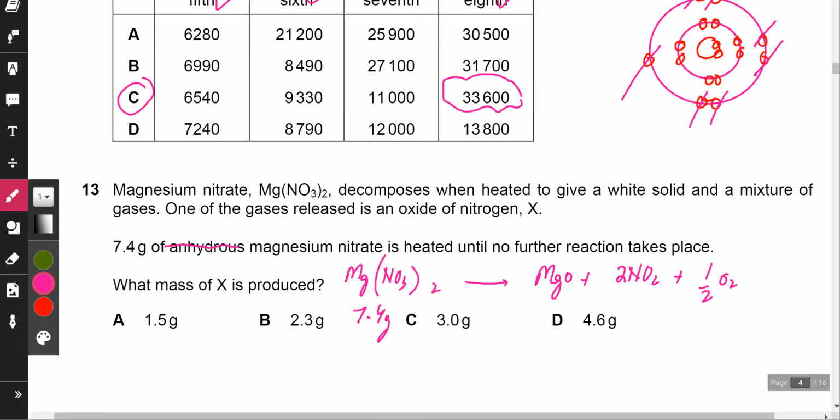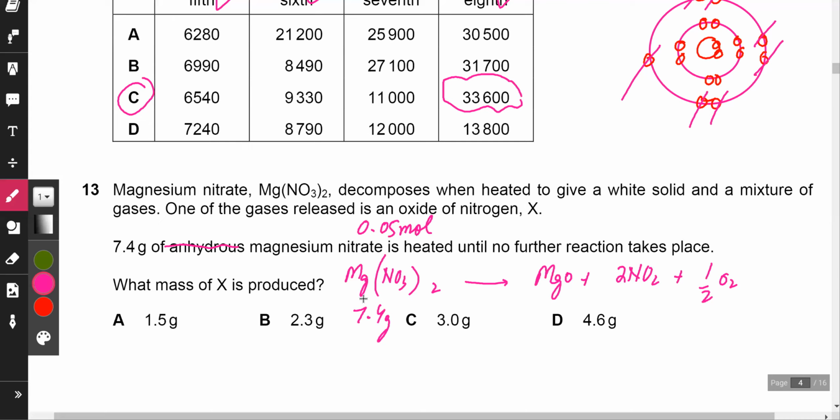The Mr of this is 124 plus 24, where N is 14 and O is 16. So that's probably 148. Yes, it is 148. So it's going to be 7.4 divided by 148, mass divided by Mr. That gives you 0.05 moles.